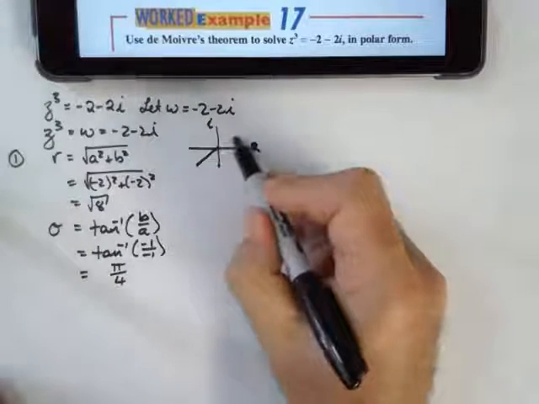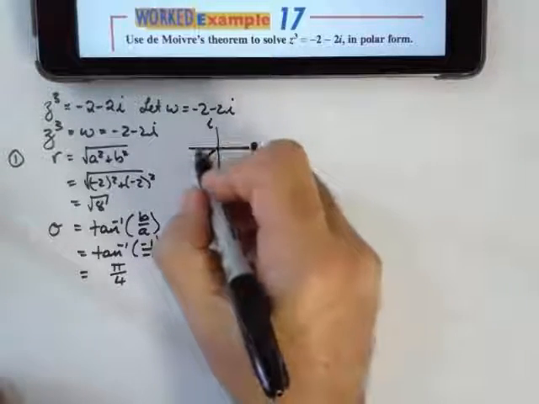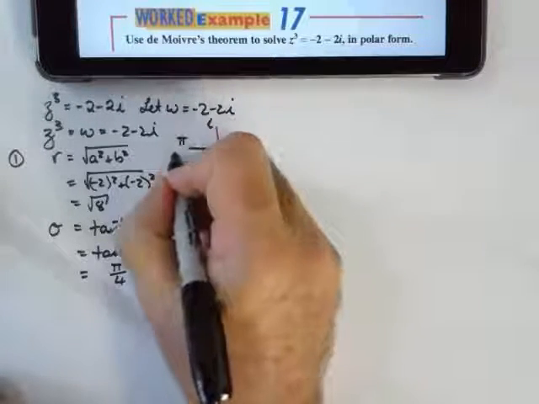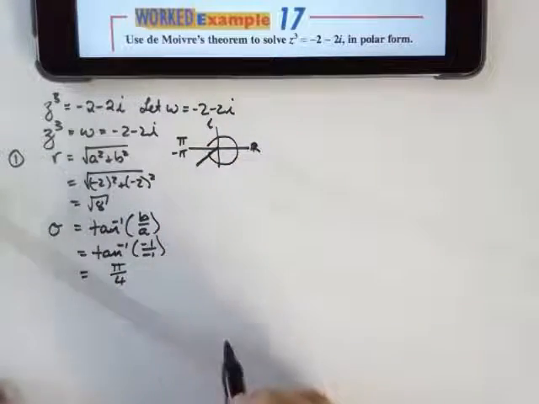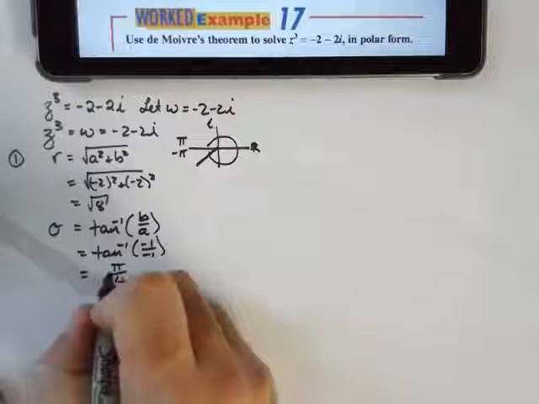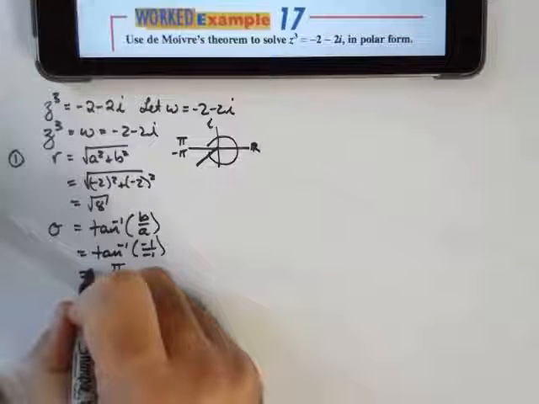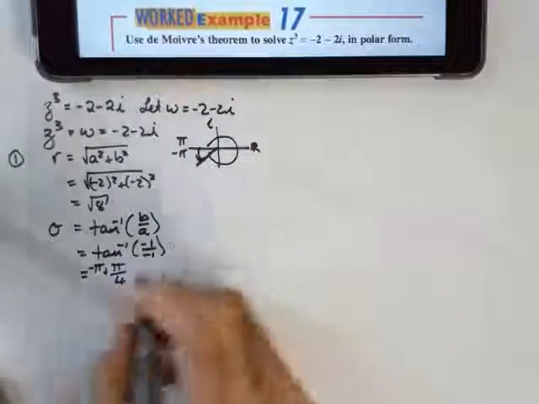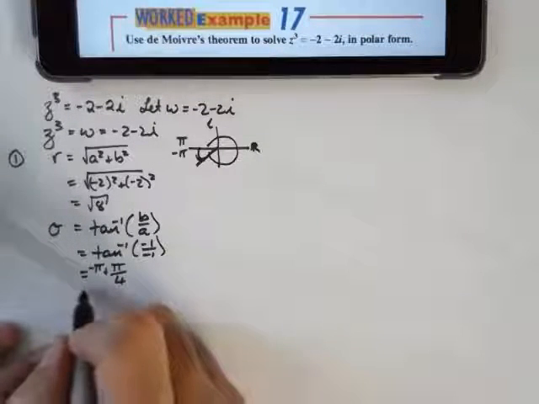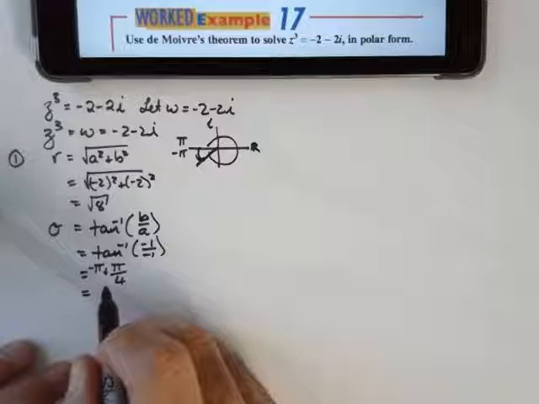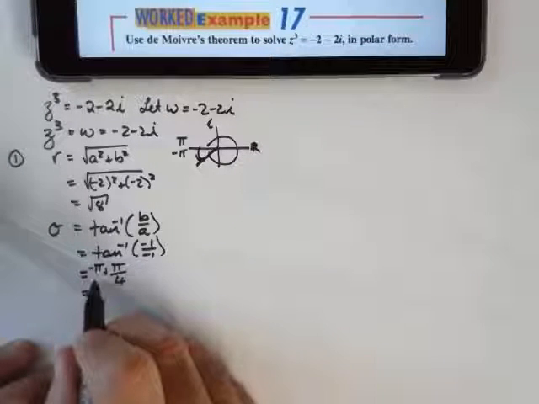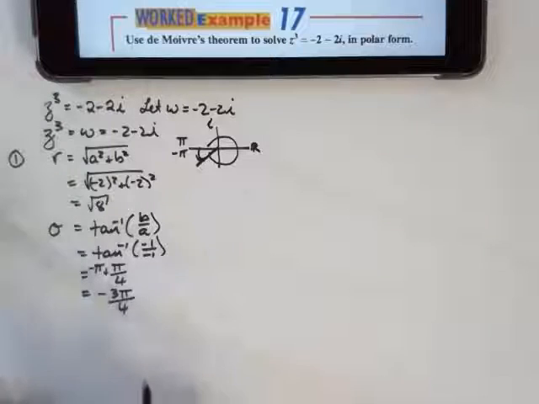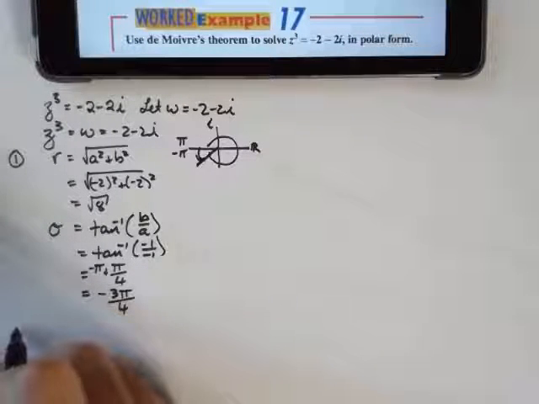However, pi over 4 is over there, so I need to find it in this. So what I'm going to do is, remember, my answer is always going to be between pi and negative pi. So this is where I want the answers, in there. So to do that, I'm going to say, therefore, it's going to be negative pi plus, because that distance is from negative pi in the positive direction. So I'm going to say negative pi plus pi over 4. So my theta that I'm going to work with equals negative 4 over 4 plus pi is negative 3 pi over 4. So this polar form will be, and this is now my second step.